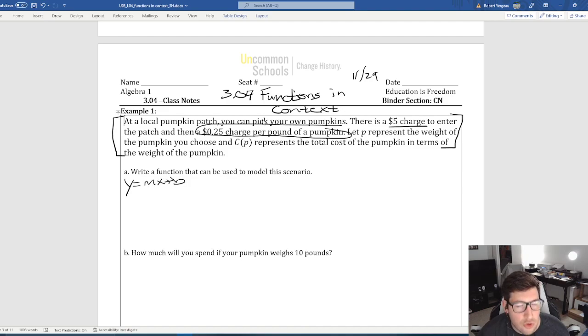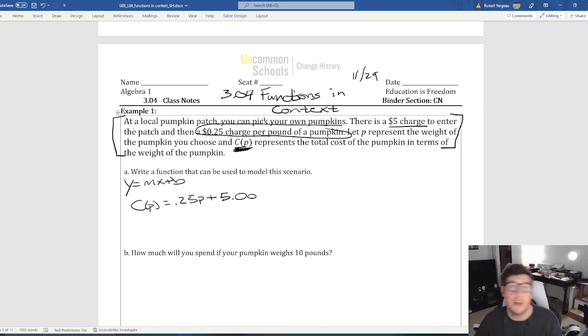We're going to have something that looks super similar, except that instead of y, we now want to use this lovely c of p combination, because we want to use function notation. And so when we look to write a function, we're going to have that c of p, the cost per pumpkin, is going to be equal to the weight of our pumpkin times that 25-cent charge, so 0.25p, plus that $5 as our initial charge to enter the pumpkin patch.